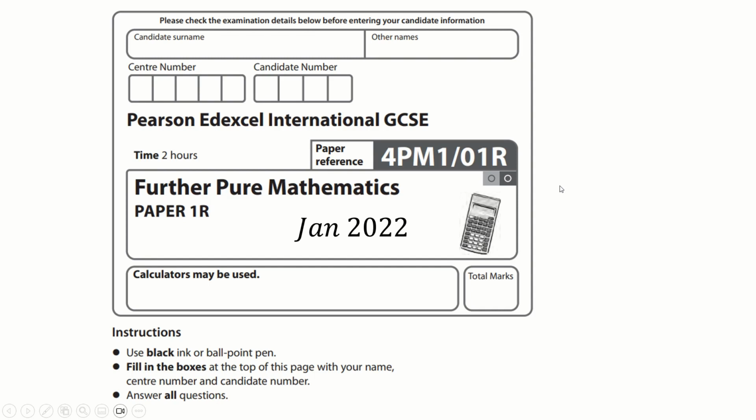This is January 2022 for the Pure Maths Paper 1R from Pearson Edexcel IGCSE.